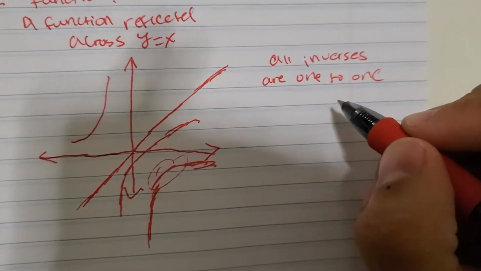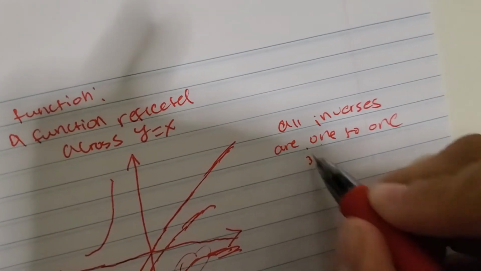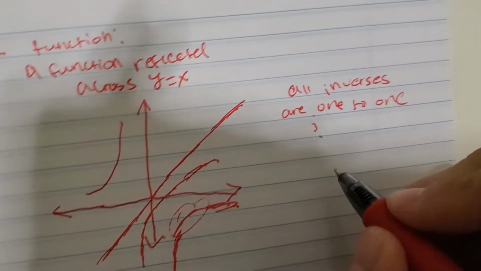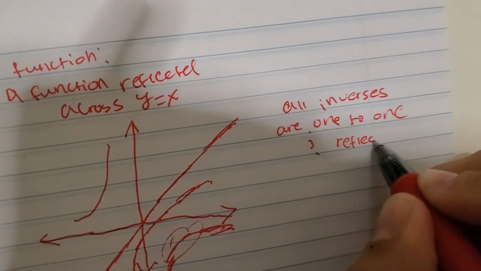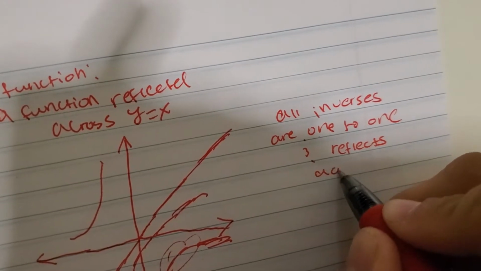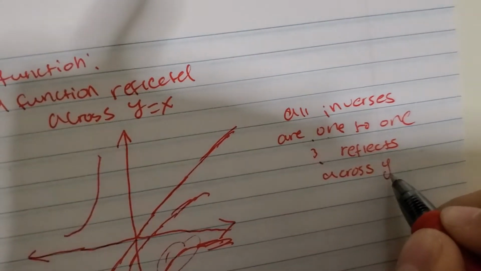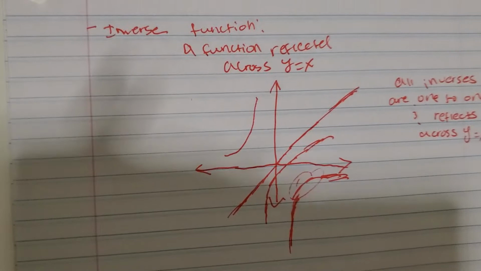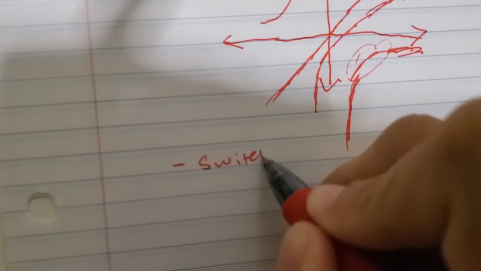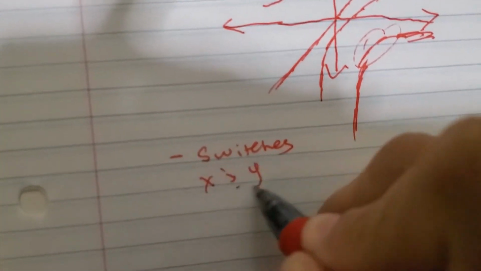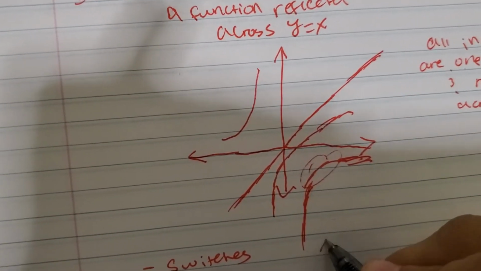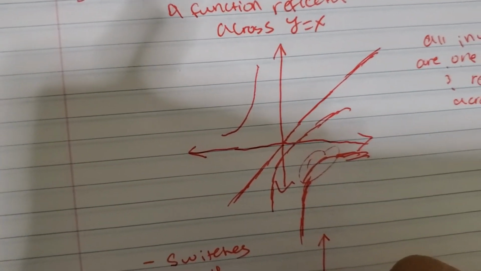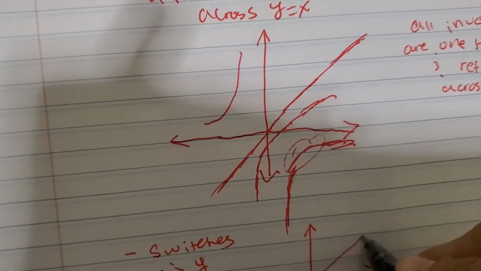So any one-to-one function can be inverted, and it reflects across the line y is equal to x. What this also does is switch the domain and range, so it switches x and y. If you guys think about it, take the case y is equal to x.